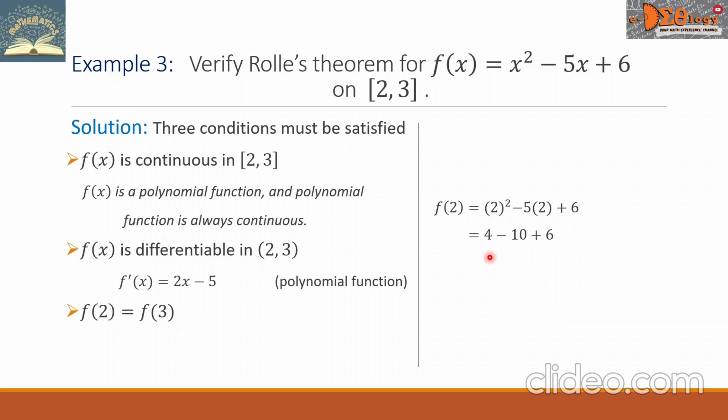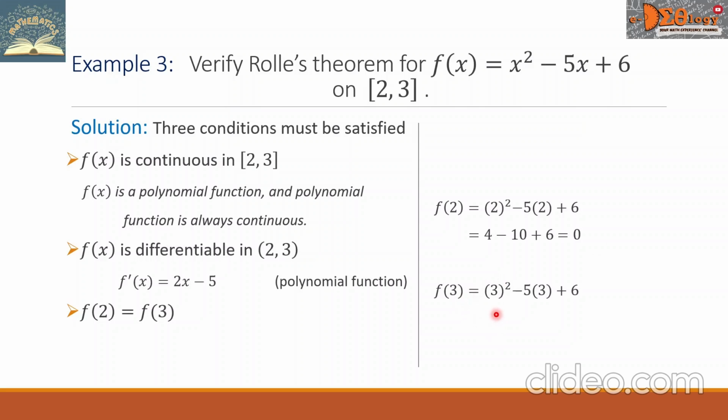2 squared is 4. Negative 5 times 2 is negative 10. Then plus 6. Total number here is 0. Then f of 3. This function now becomes like this. We change the x by the value 3.